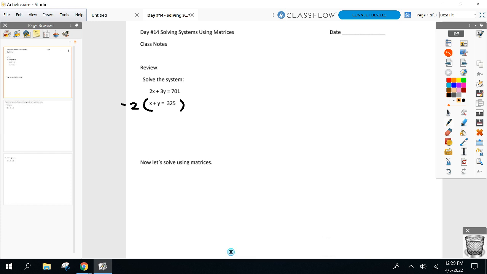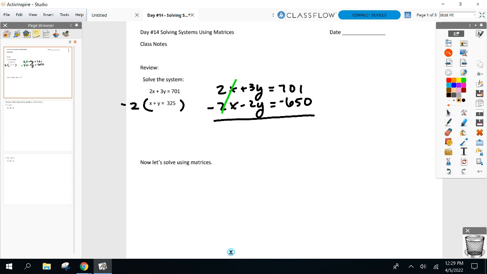All right, I'm going to rewrite the first one. Distribute your -2. Negative 650. 05. 50. The x's are gone, and that's the nice convenient one here because how many y's are we left with? 1y equals 51.